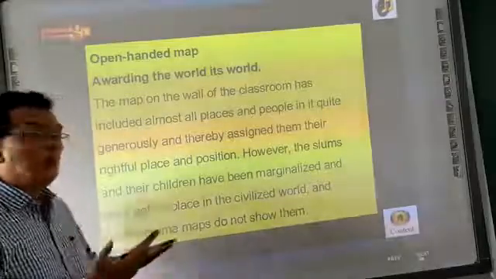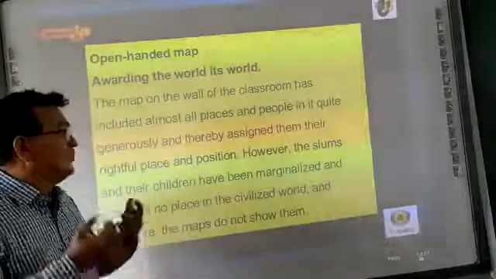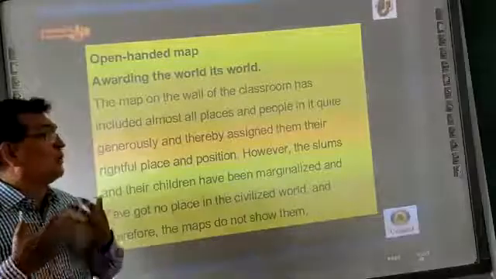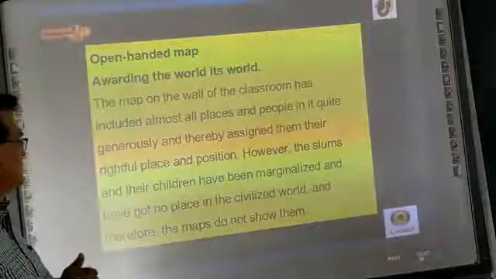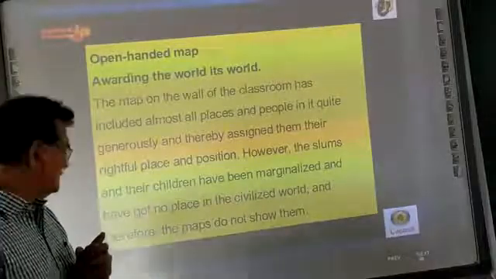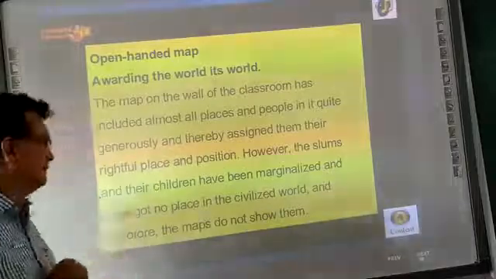But when you look at all these people who are living in slums, the children in slums, then we understand that how we should have developed, we are not developed to that extent. The slums and the children have been marginalized and have got no place in the civilized world, and therefore the maps do not show them.